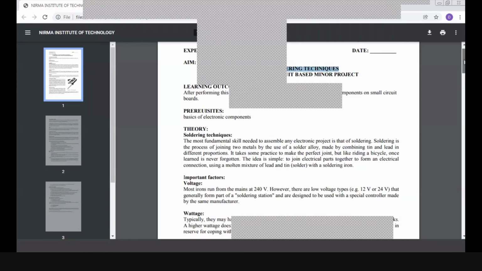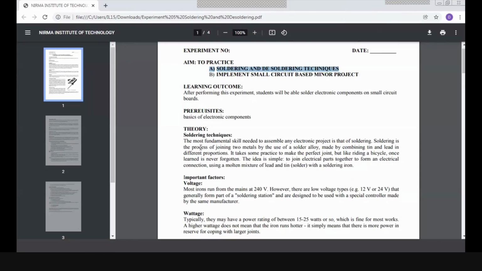So first of all, soldering techniques. The most fundamental skill needed to assemble an electronic project is soldering. If you want to design any electronic circuit, you should know how to do soldering. Without soldering, you cannot make your electronic circuit or any project.